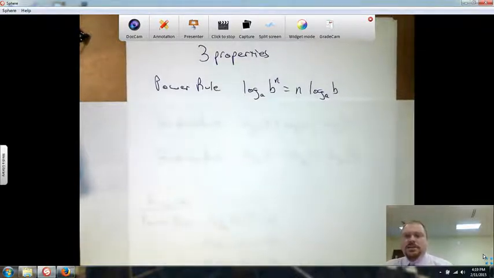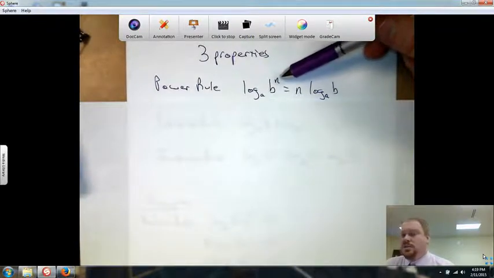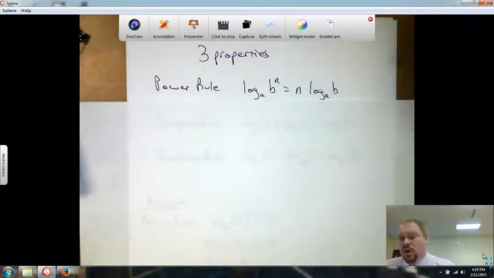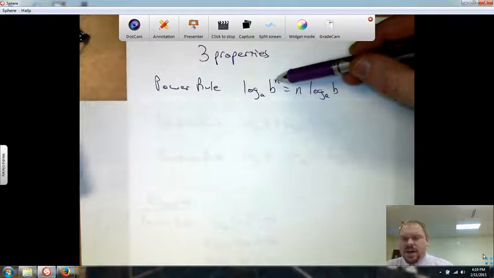It says if you have a number raised with an exponent inside a logarithm, you can put that exponent out in front and it's not going to change the value of the logarithm. So the rest of it's unchanged, just that n goes from being the exponent to being out in front.